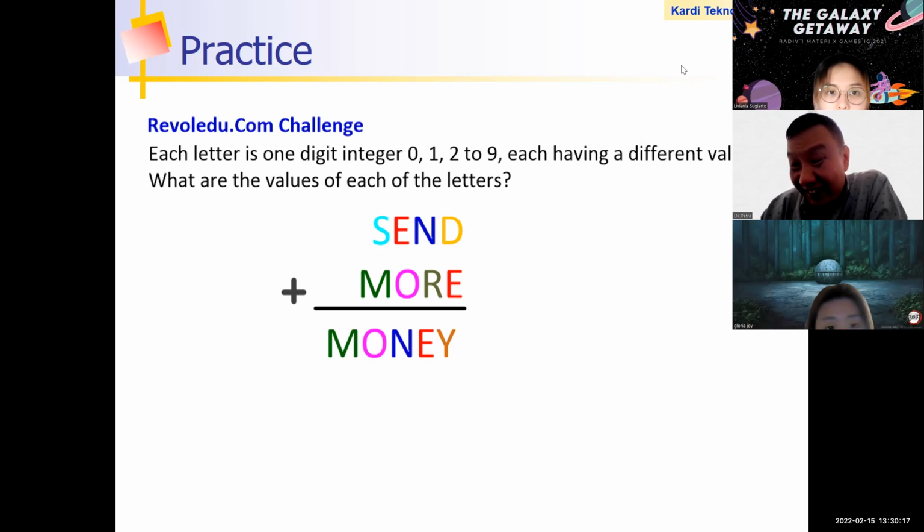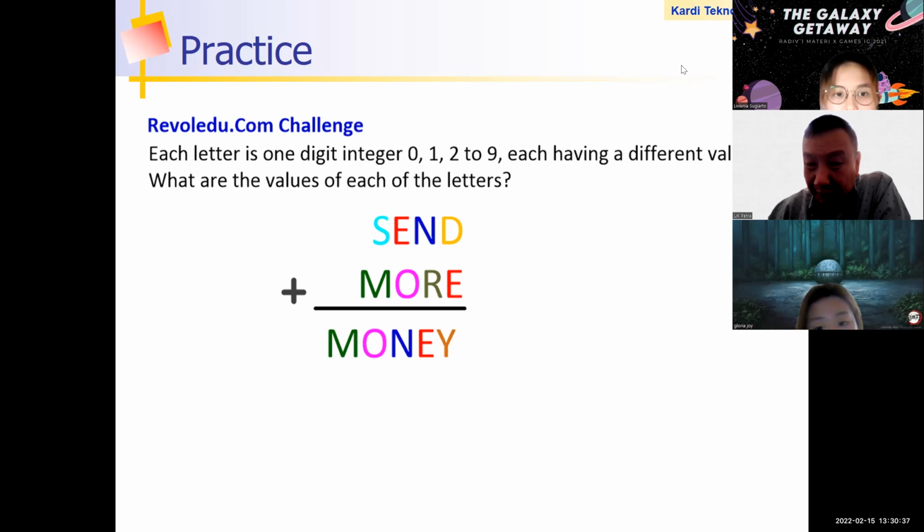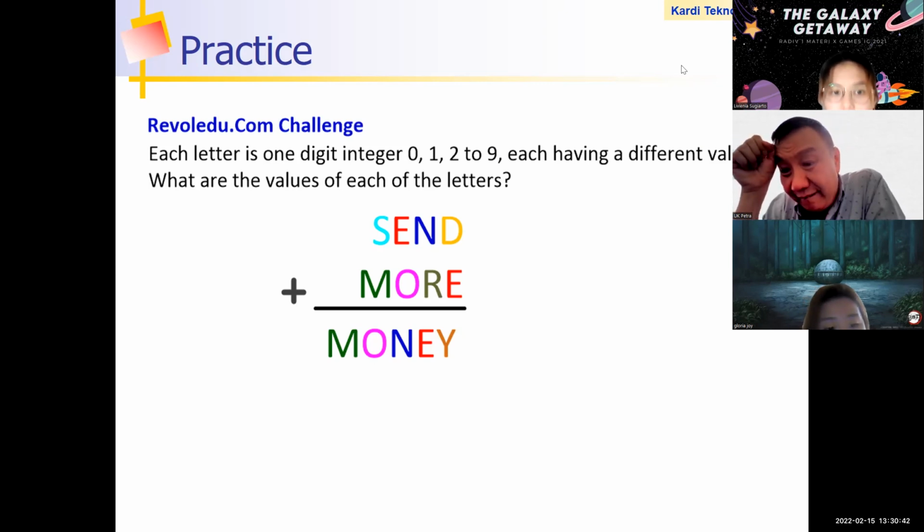Do you think you can solve this? First thing first, do you understand the problem or not? Yeah, each letter is a number. Yes. And the fact that it's next to each other means just next to each other. We don't multiply or do anything. Plus, plus. There is no multiplication here.